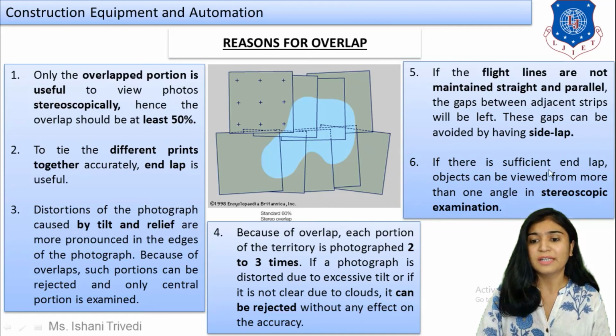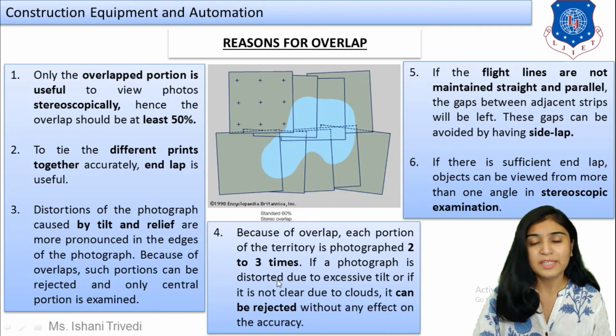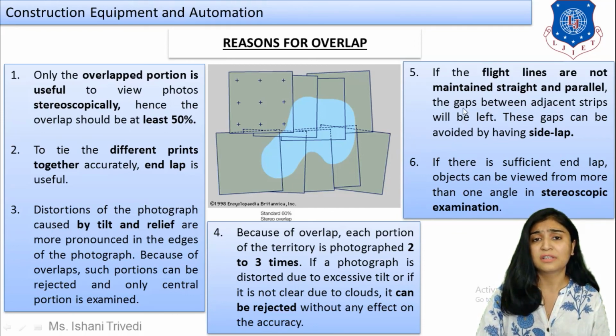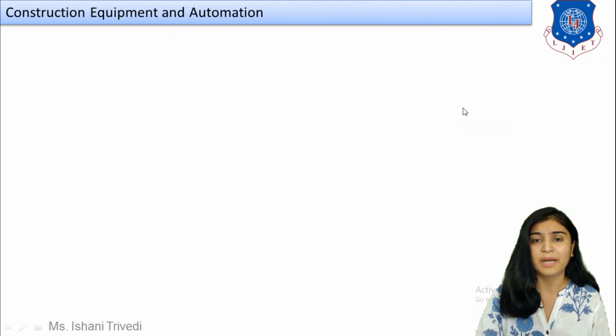If there is sufficient end lap, then objects can be viewed from more than one angle in stereoscopic examination. That is kind of 3D imaging. I think this is just the conclusion of the full overlapping part.